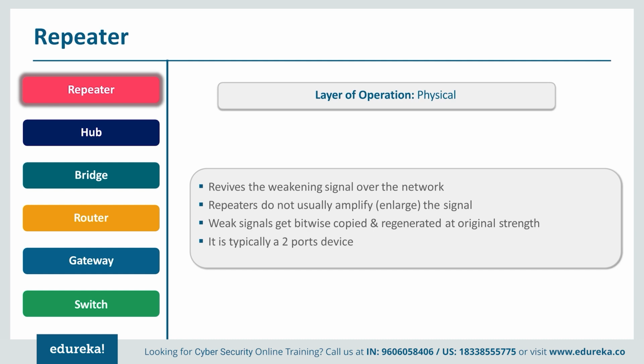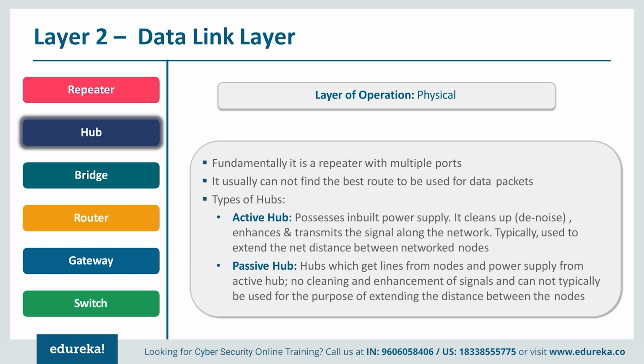Repeater works on the physical layer. A repeater just amplifies the signal and sends it over a longer distance. And the hub works on the data link layer. The difference between the repeater and the hub is that a repeater amplifies only a particular signal, whereas a hub gets signals from multiple inputs and sends them to a single output or multiple outputs, or receives from multiple inputs and transmits across multiple outputs.